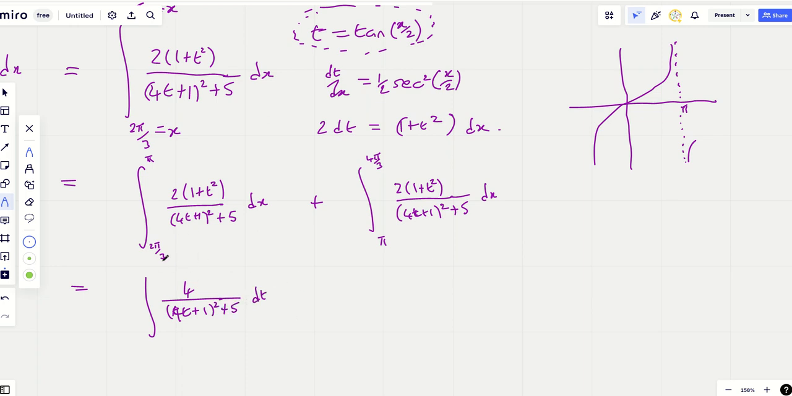Now let's think about the limits now. Tan of 2 pi over 3 divided by 2, sorry, x, these are the limits for x. So 2 pi over 3 divided by 2 is pi over 3. Tan of pi over 3 is root 3.